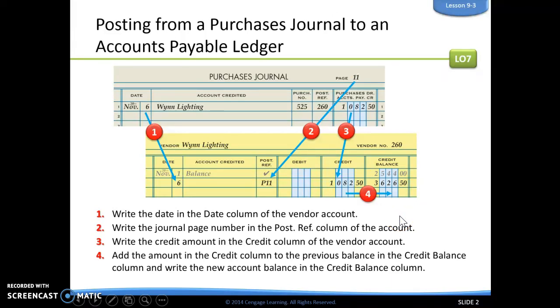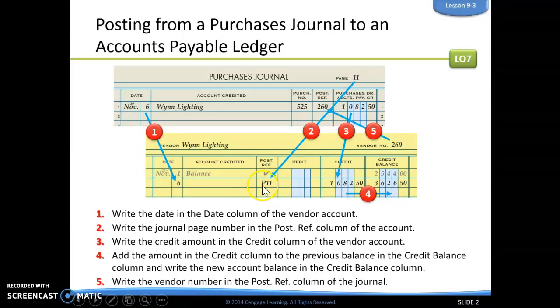Last step then is we are going to take our vendor number and we are going to bring it to our post reference on our purchases journal. So this tells us if we needed to look this up, it would tell us that we posted this in vendor account number 260. Again, the post reference here tells us if we needed to look this one up, we would find this on our purchases journal page 11.